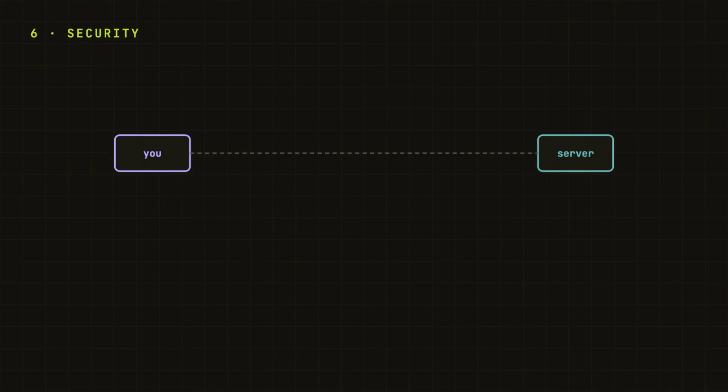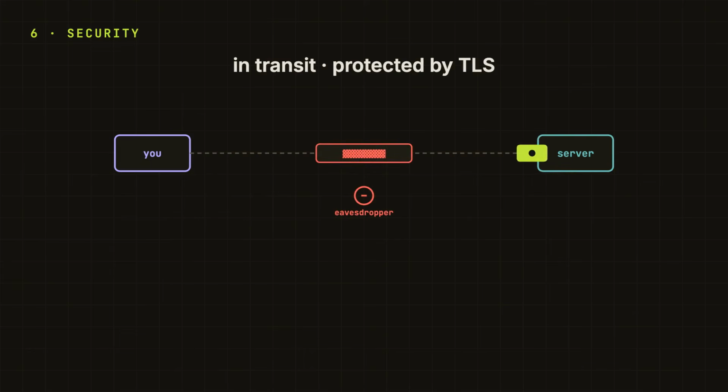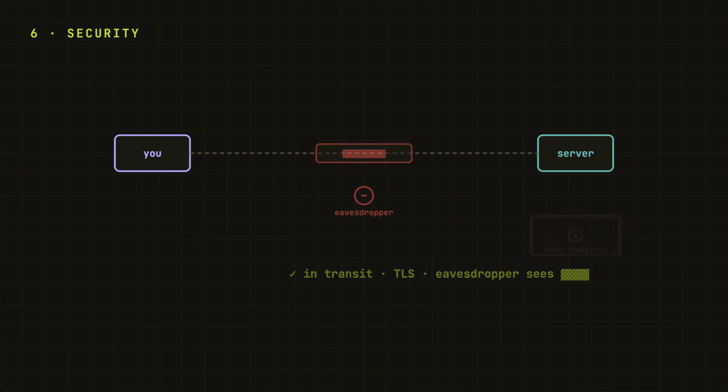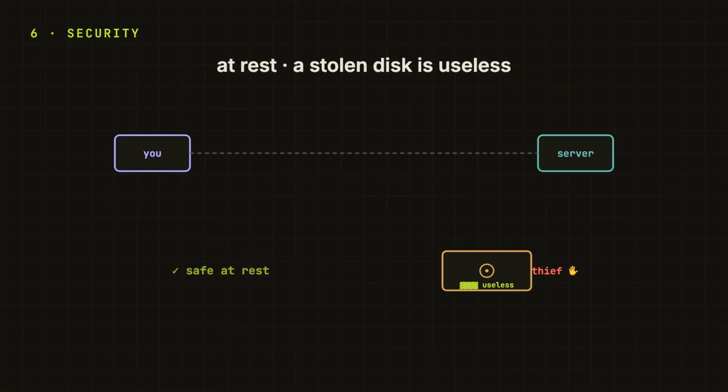And encryption, quickly in two places. In transit, data moving over the network is protected by TLS, the HTTPS we set up at the very start. And at rest, data sitting in your database and storage should be encrypted as well. So, a stolen disk is useless. Encrypt both. And finally, three classic attacks worth being able to name with one-line defenses.